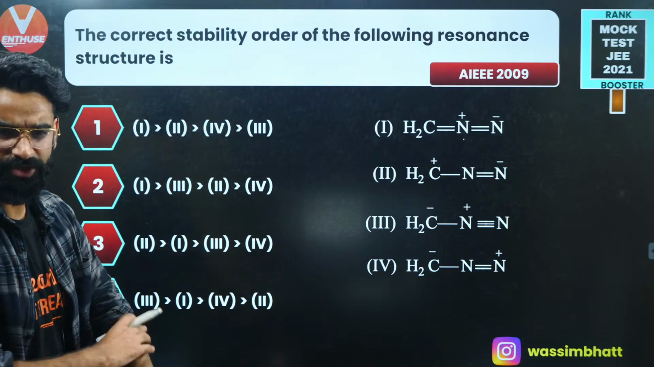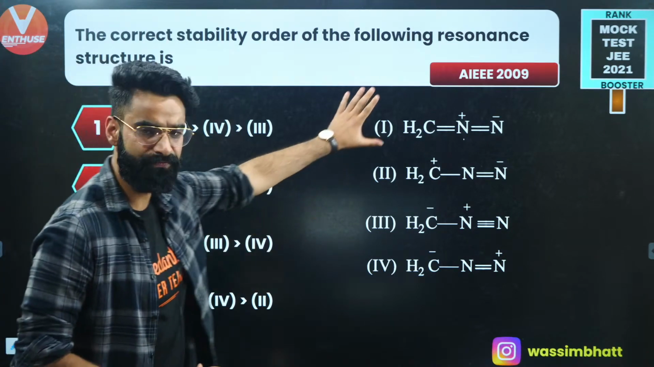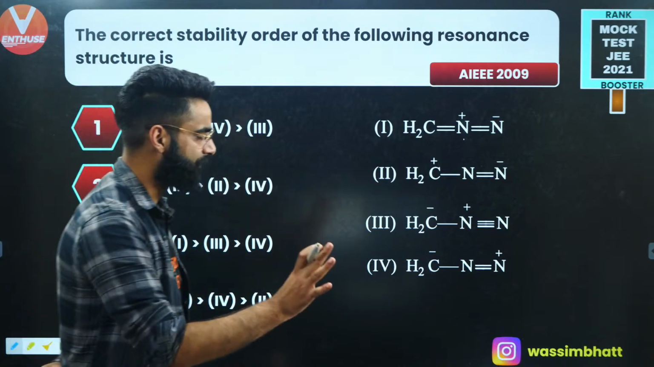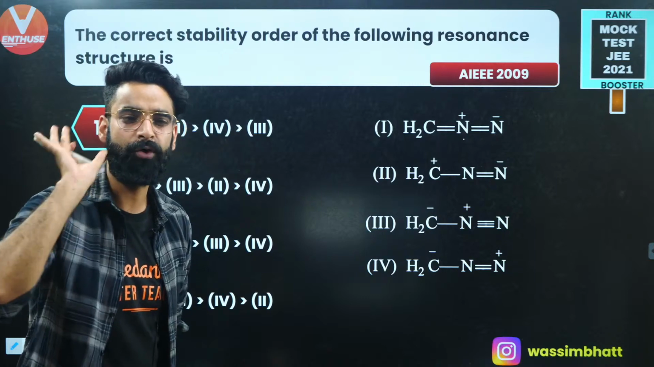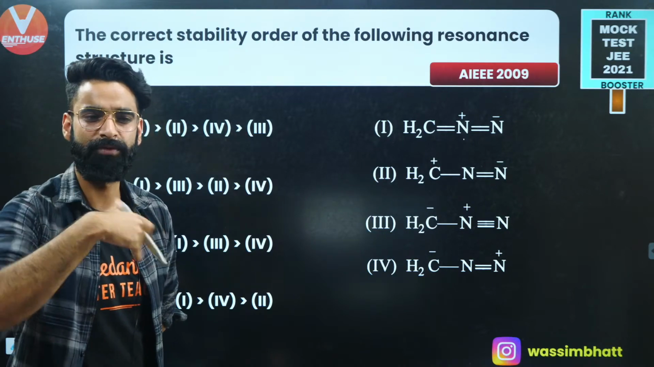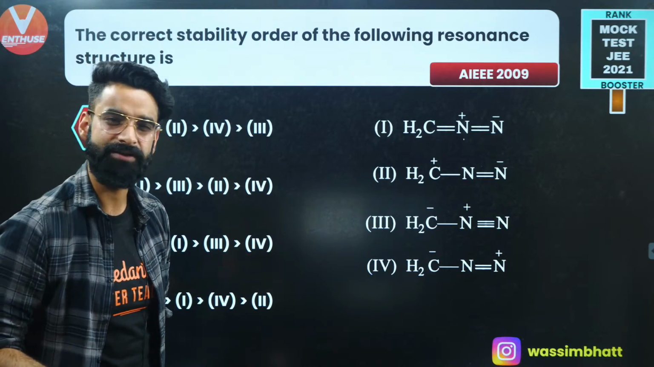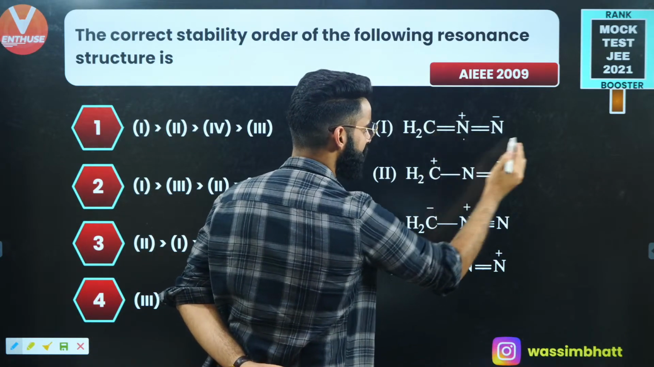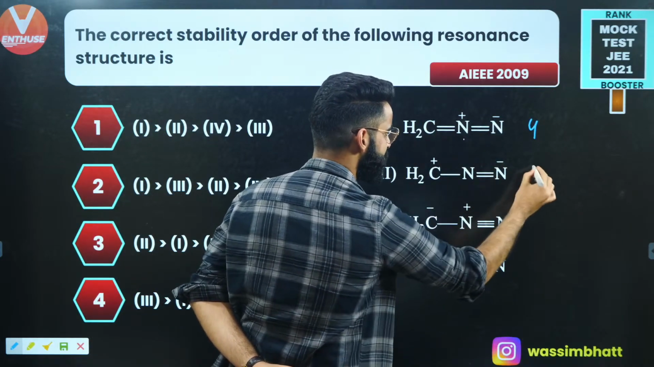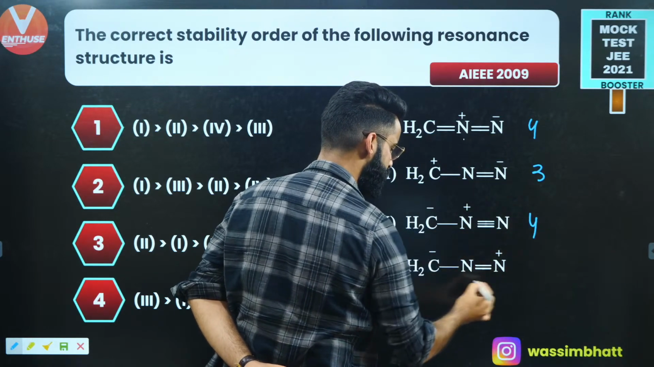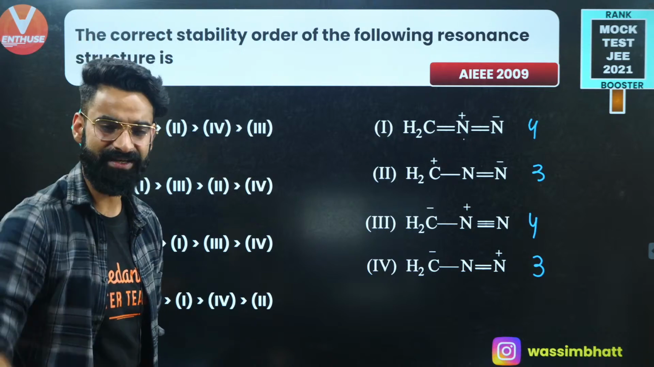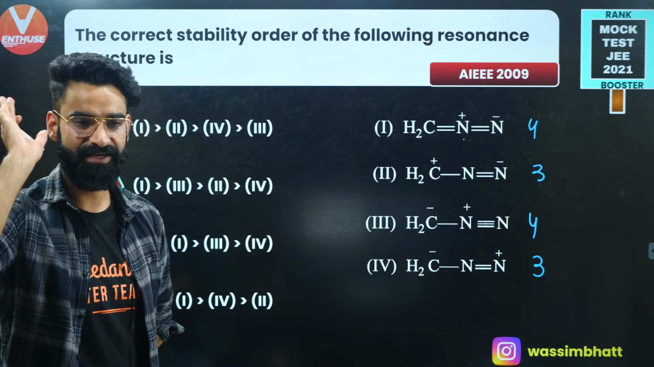Okay, let's see how this question is to be solved. First of all, these are the 4 resonating structures which we have. Now understand. First of all, I'll be counting the number of covalent bonds in all the resonating structures. Over here we have got 4 covalent bonds. Right here we have got only 3. Right here we have got again 4. Right here we have got 3. Wherever the number of bonds are going to be maximum, there only stability is going to be maximum.